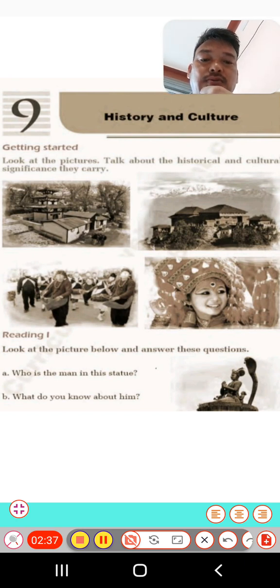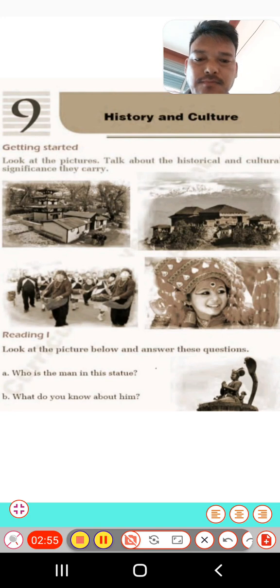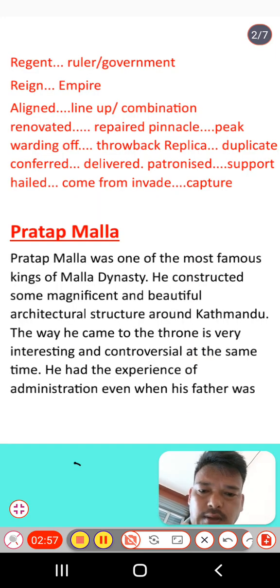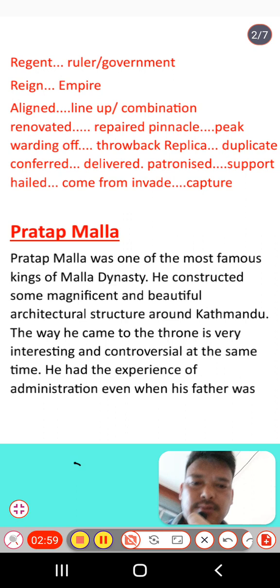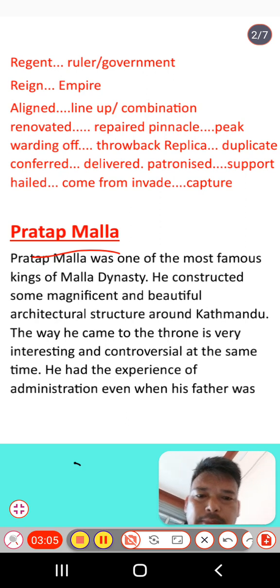And what do you know about him? Obviously, students, if you have studied the history of Pratap Malla, you must know. And in this text we are going to learn about Pratap Malla. Now move to the text. Students, here is the text, Pratap Malla, that we are going to discuss in this chapter.